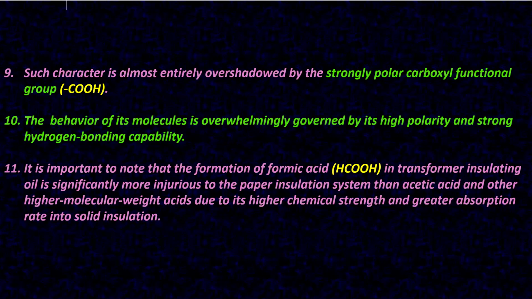The behavior of its molecules is overwhelmingly governed by its high polarity and strong hydrogen bonding capability. Number 11, it is important to note that the formation of formic acid in transformer insulating oil is significantly more injurious to the paper insulation system than acetic acid and other higher molecular weight acids due to its higher chemical strength and greater absorption rate into solid insulation.